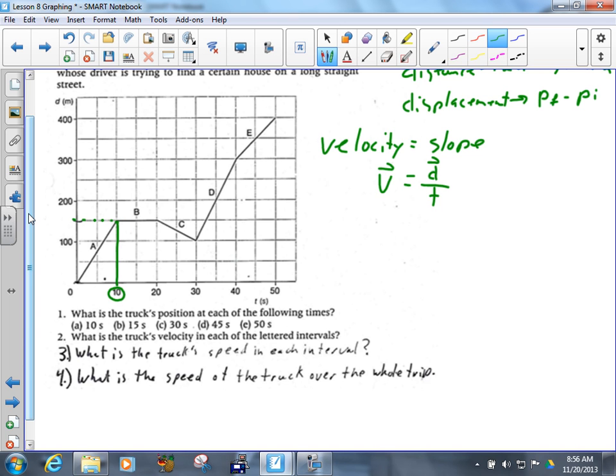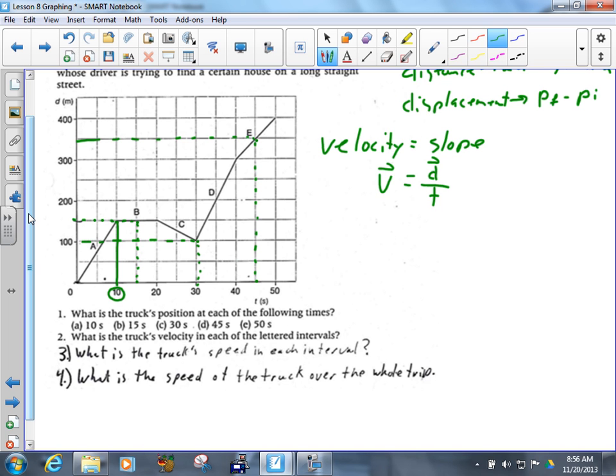At 15 seconds, position is 150 meters forward. At time 30 seconds, position is 100 meters forward. At 45 seconds, we're looking at 350 meters forward. And at 50 seconds, we're looking at 400 meters forward. Pretty good with that one. Remember, it's a position versus time graph. If I'm asked for position, I can just read that. I don't have to do anything.